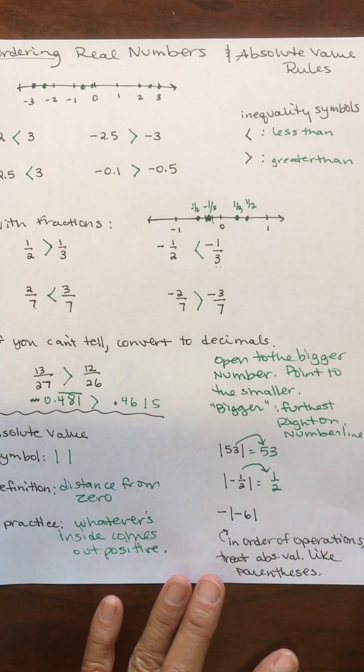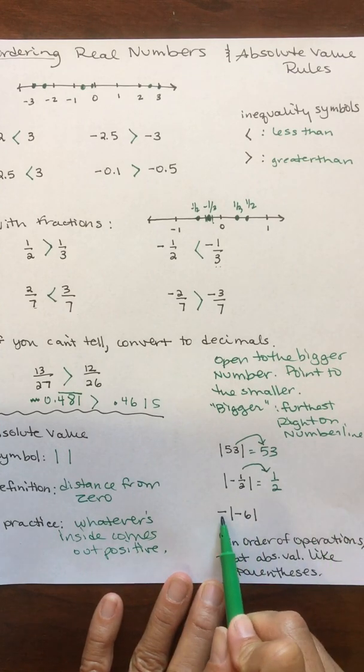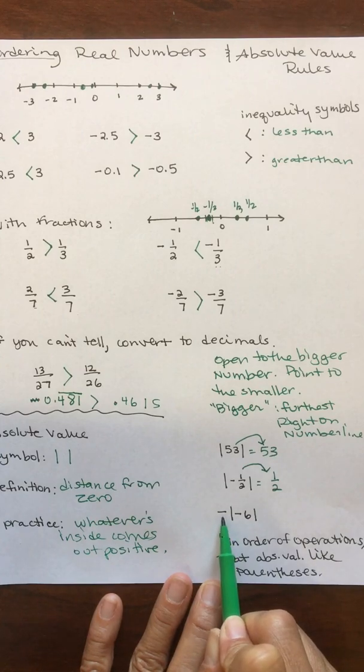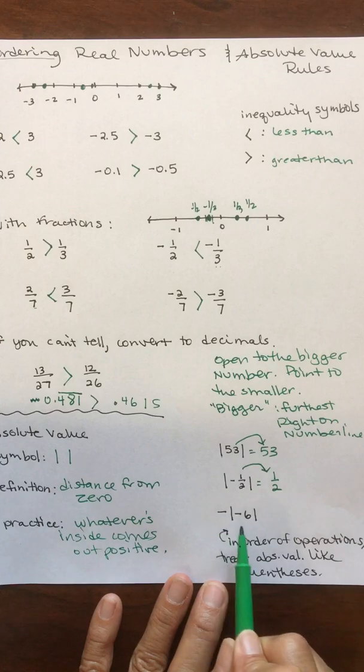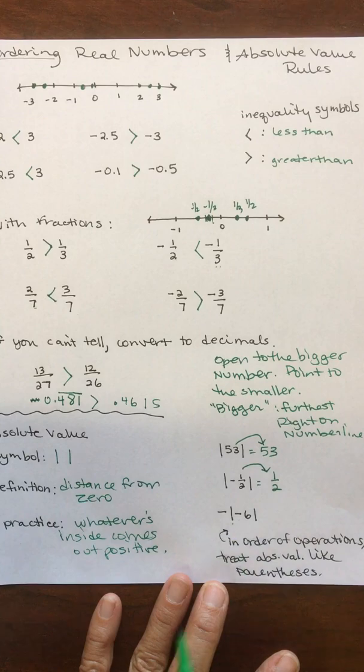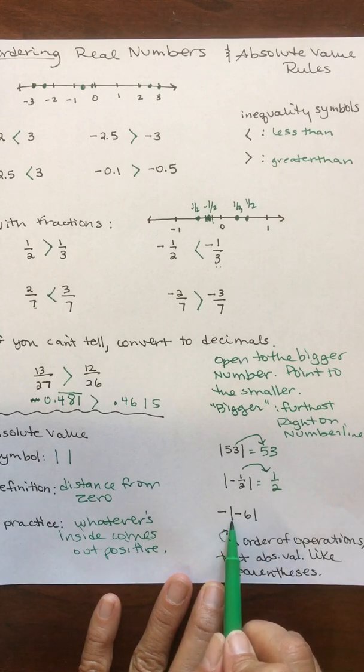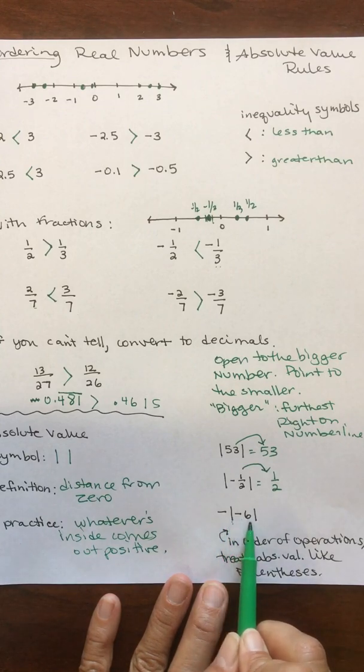Okay, now I'm going to try to mess you up. So here I have this one here. Stay with me. I'm going to say the opposite of, or you can say negative, the opposite of the absolute value of -6.